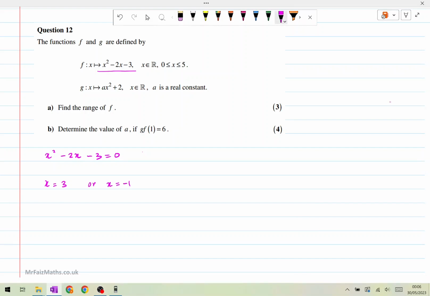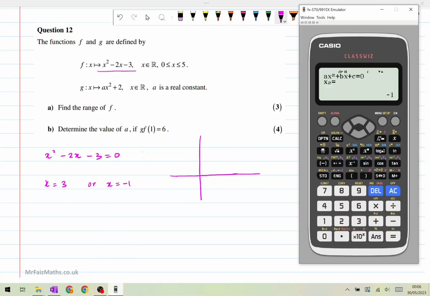So we know that this is going to give us a quadratic curve that crosses the x-axis at minus 1 and plus 3. Now, of course, if you had the graphical calculator, you could just draw the graph there, but I'm doing this assuming you don't have a graphical calculator.